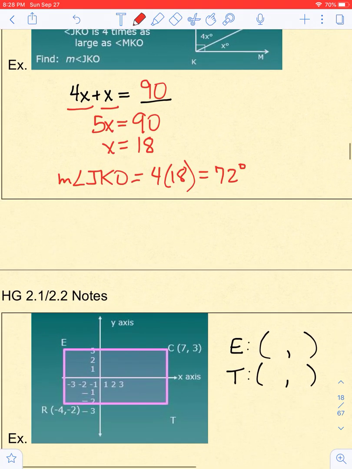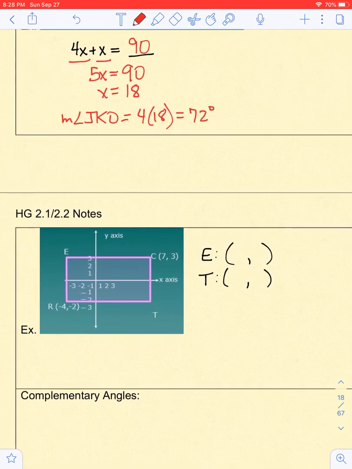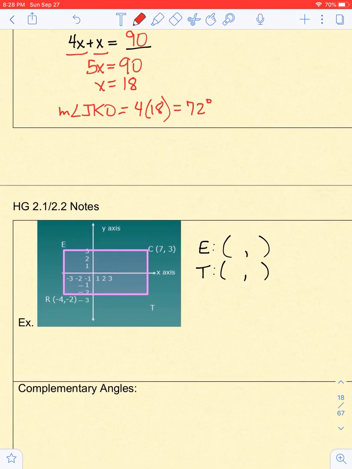Last problem. This one does use our axes, our Cartesian system. We have angle E and we have angle T. Or sorry, not angle, but dot E. So this dot and this dot. And we need to find their coordinates. They seem to be missing.